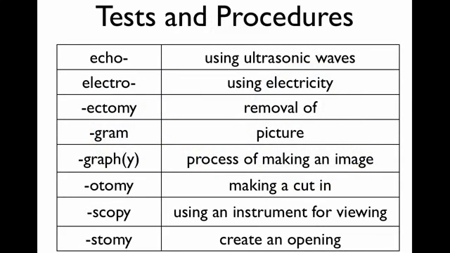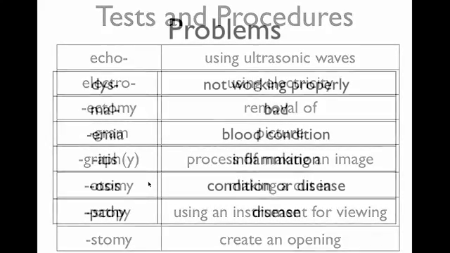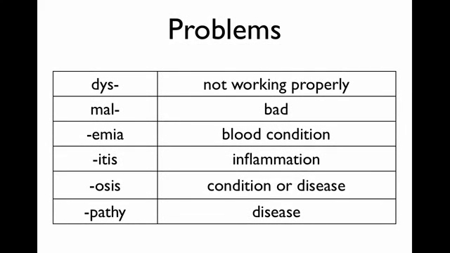Tests and procedures, these get used a lot, and it's really helpful to know these because you'll see them over and over again. Echo, as in echocardiogram, using ultrasonic waves. Electro, I'm sure you know. Ectomy is the removal. A gram is a picture. You can talk about a graph, the process of making an image. Making a cut, using an instrument for viewing or creating an opening. These are very common.